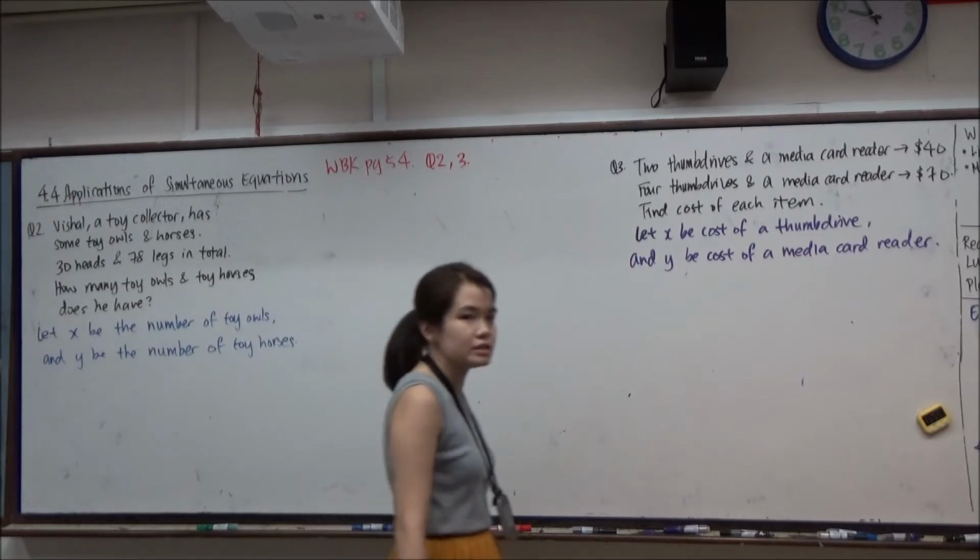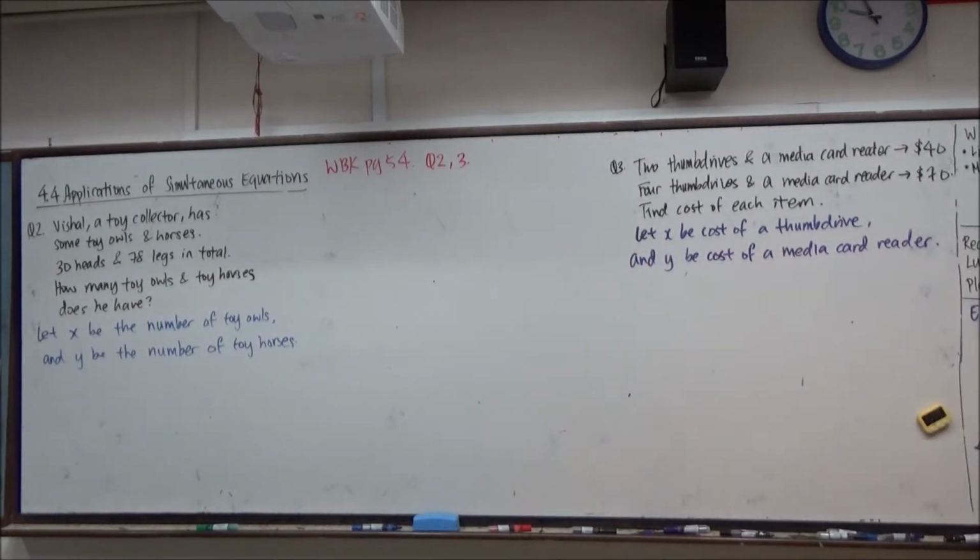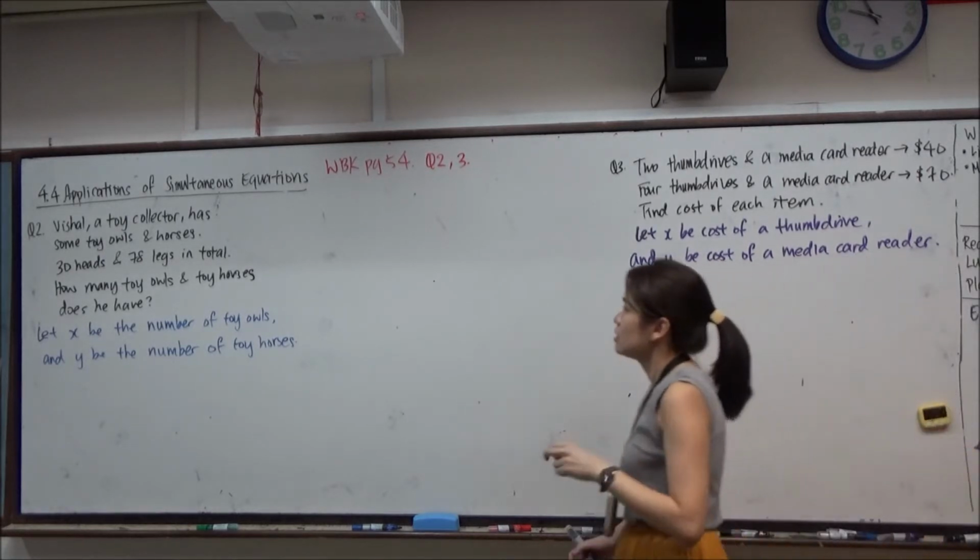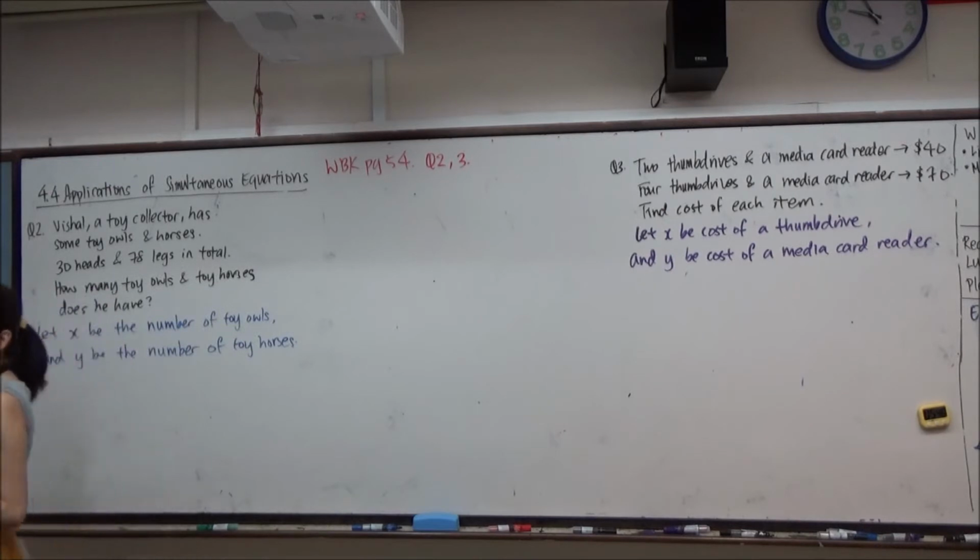Forming the equations. You raise your hand. Okay, shall we form the equations together then? Alright, let's pause. Okay, let's look at question 2. You see that it says a toy collector has some toy owls and horses, 30 heads and 78 legs in total. We want to find how many toy owls and toy horses.